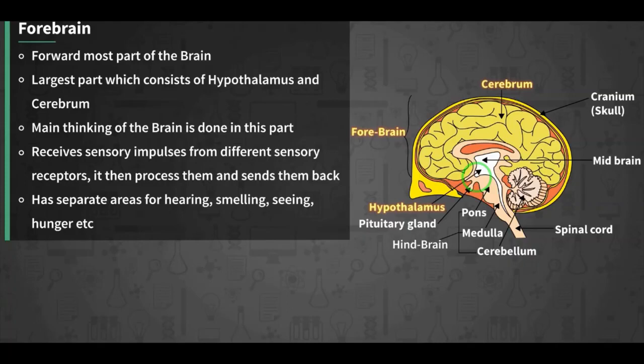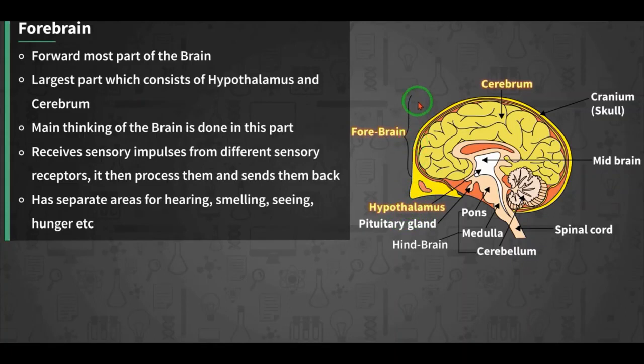It acts as a thermoregulatory center of the body. It controls the temperature of the human body. It controls the secretion of hormones from the anterior pituitary gland and is an important link between the nervous system and the endocrine system.